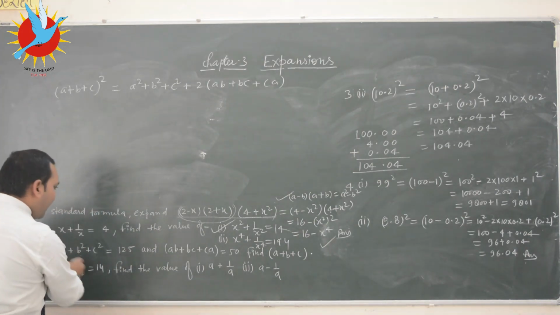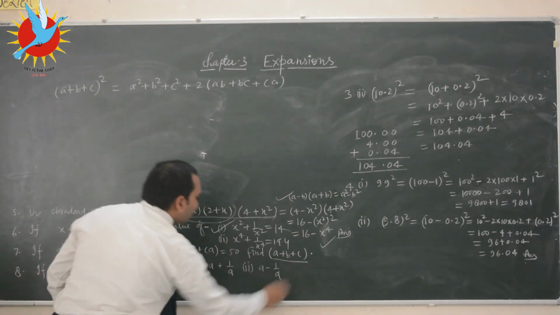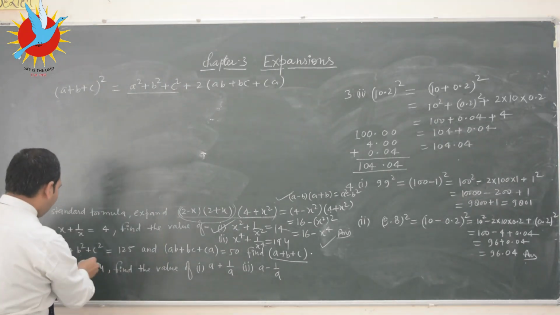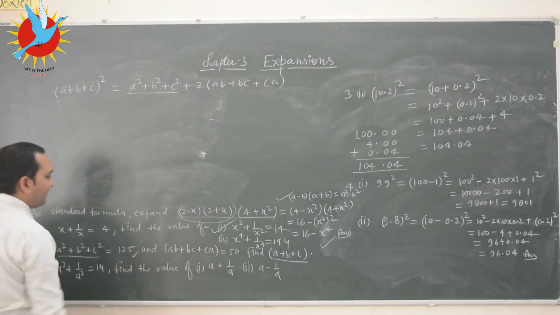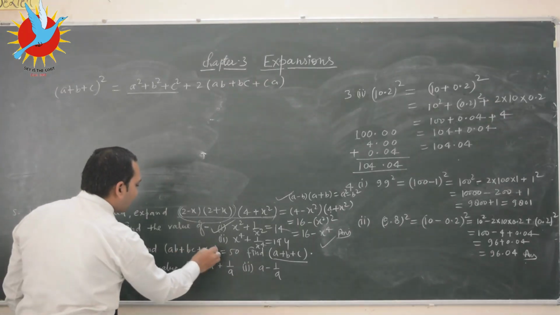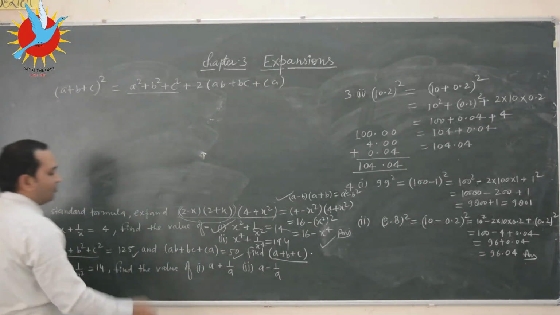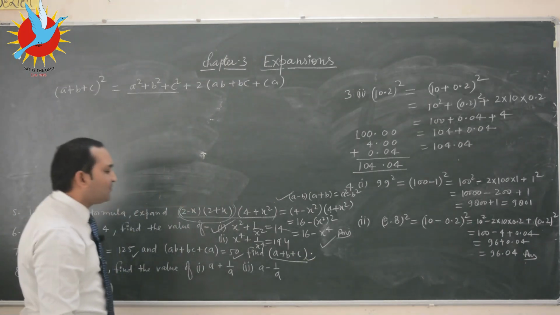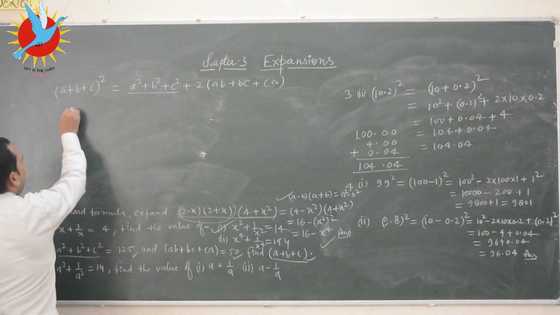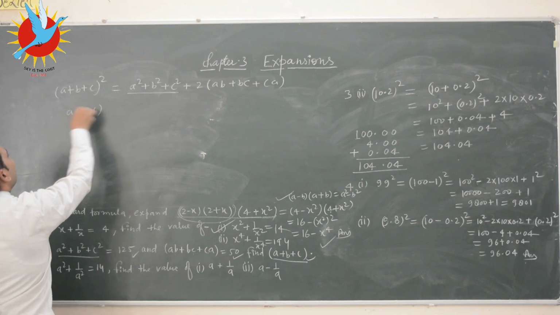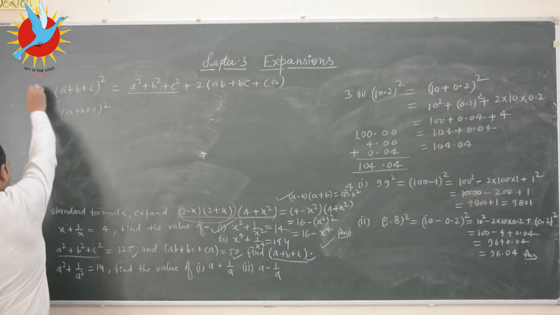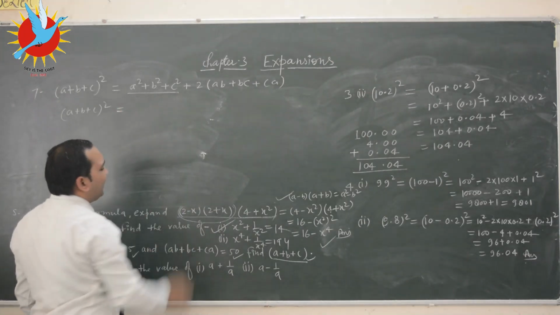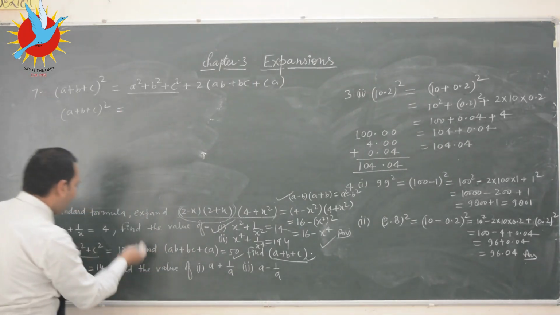So here a square plus b square plus c square is given, which is equal to 125, and ab plus bc plus ca value is given as 50. So we only put the values and finally we get the value of a plus b plus c. A plus b plus c whole square, question number 7, what is the value of a plus b plus c whole square?